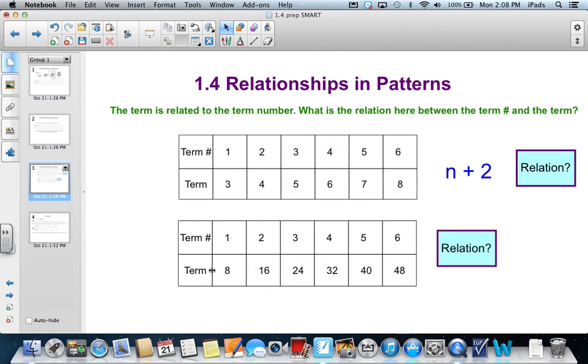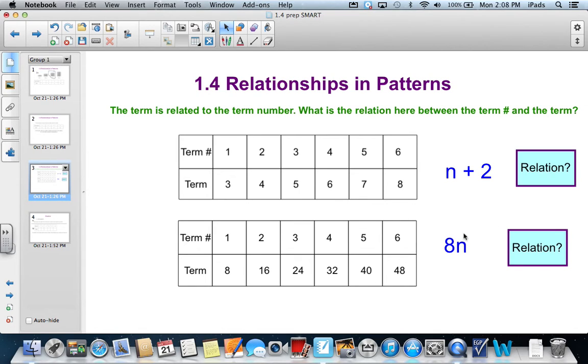If you look at it, these term numbers are going up by 8 for each time this goes up by 1. So you can figure out that the relation is 8n. Every time you have a term number, it's multiplied by 8. So 1 times 8 is 8. 2 times 8 is 16. If you switch the n for a 3, 3 times 8 is 24. 4 times 8 is 32, and so on down the pattern.